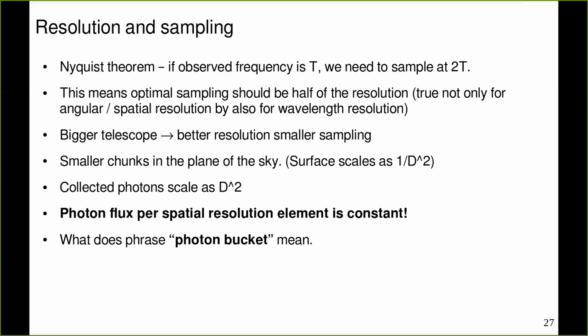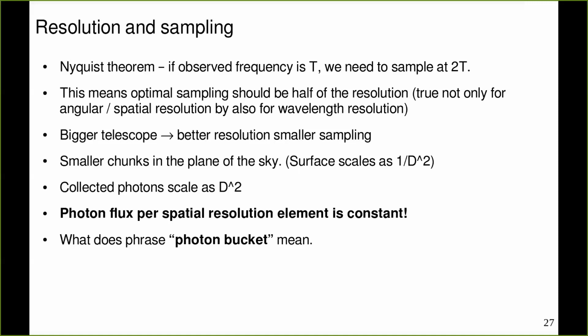But now let's go back to something else that we talked about. Now we know that our sampling has to be proportional to the resolving power, right? So, if we have a bigger telescope, we have bigger resolving power, which means we have smaller chunks. So our sampling should be smaller, which means that the bigger the telescope I have, my sampling needs to be smaller. I need to look at smaller surfaces of the sun. I'm getting fewer photons. And the surface of these chunks is scaling as 1 over D squared, right?